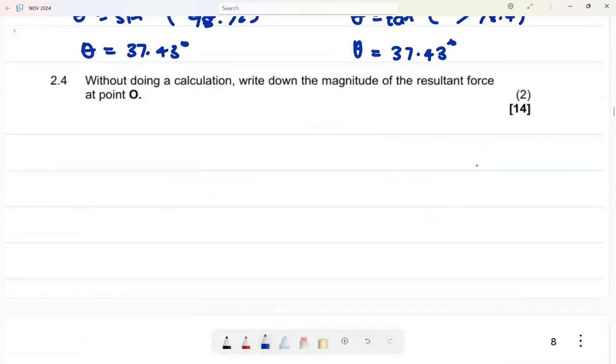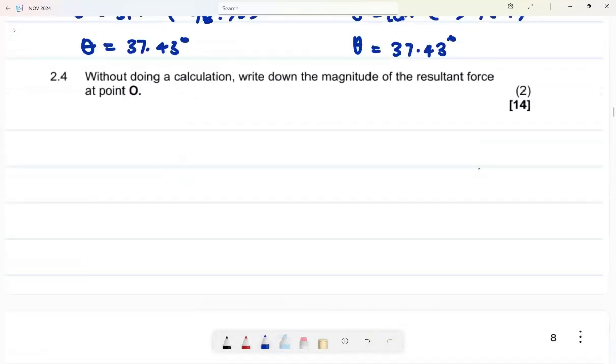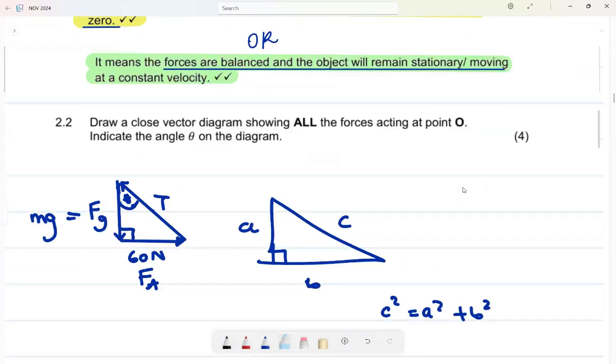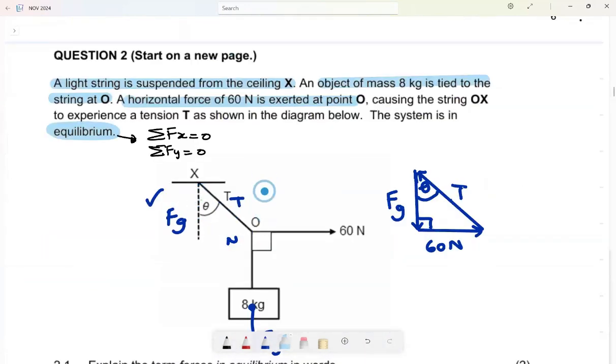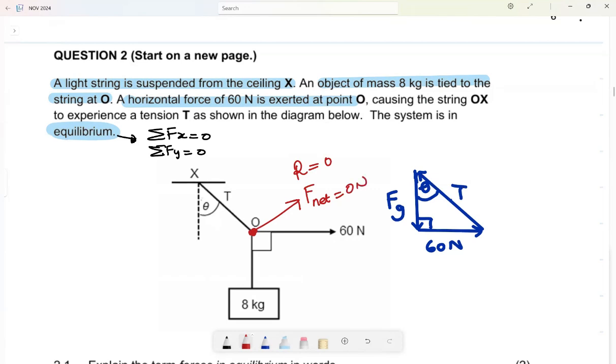Okay. And then the last question says 2.4, without doing a calculation, write down the magnitude of the resultant force at point A. Okay, the magnitude of the resultant force at point A. Now we don't even need to do any calculations. Why? Because we know that at this point, the resultant force, F net or Fr, is equal to 0 newtons. Okay? Fr, or F net, still the same thing, is equal to 0 newtons.